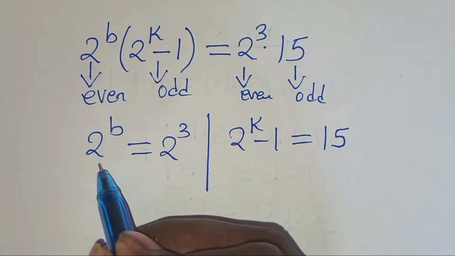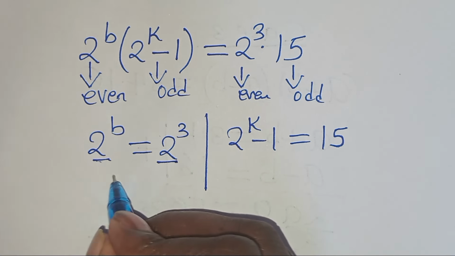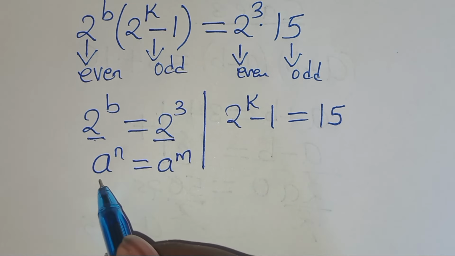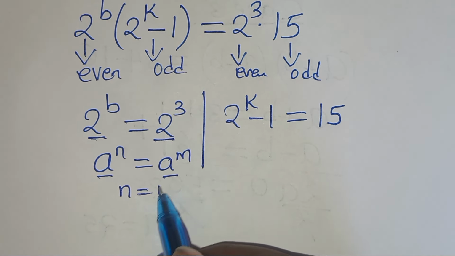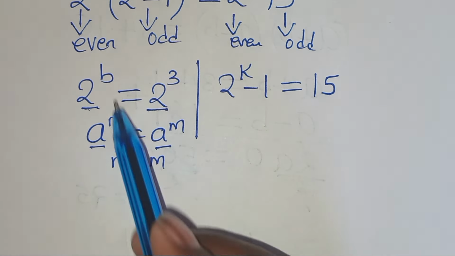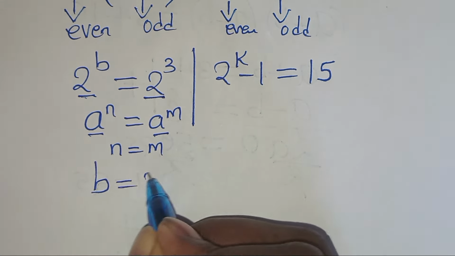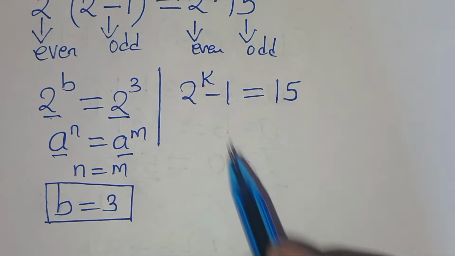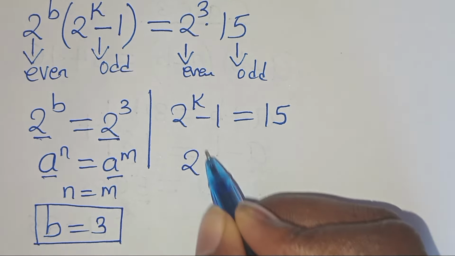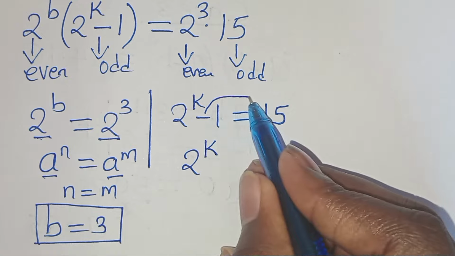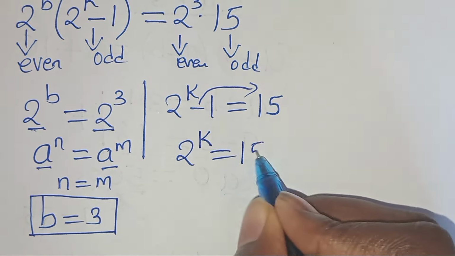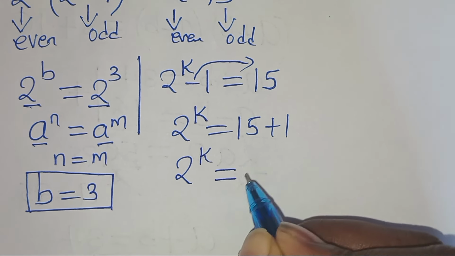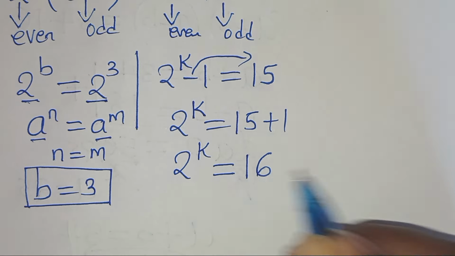The next step is that since the bases are common here, that is a to the power of n is equal to a to the power of m. Since the bases are common, then exponent n is equal to m. Applying this property, then this implies that b is equal to 3. So the value of b is equal to 3. So on the next part here, let's solve for k. So we have 2 to the power of k minus 1. Let's take it on the right hand side so that we have 15 plus 1. So this implies we have 2 to the power of k. This is equal to 15 plus 1. This is equal to 16.